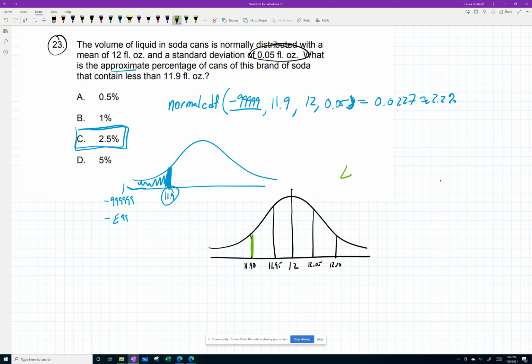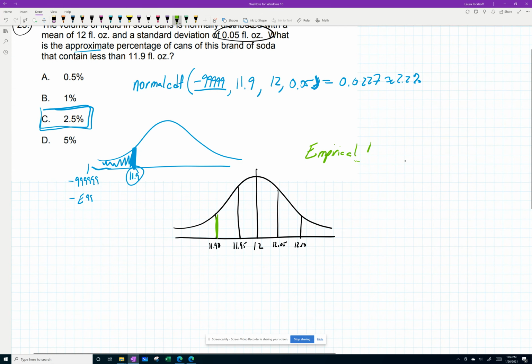And our empirical rule is the 68, 95, 99.7 rule. So it tells us that 68% of the data is within one standard deviation, 95% of the data is within two standard deviations, and 99.7% of the data is within three standard deviations.